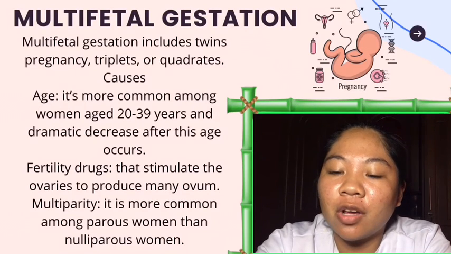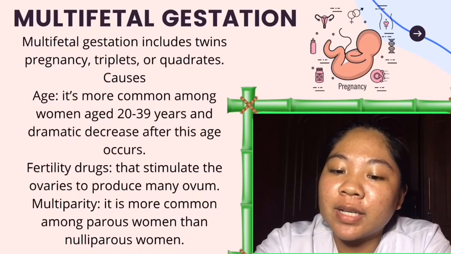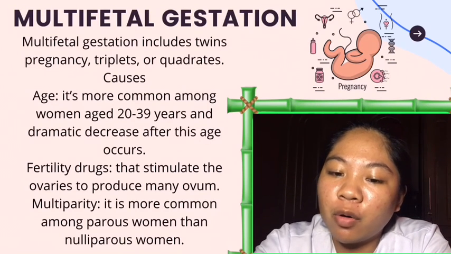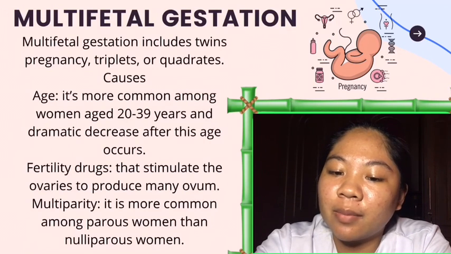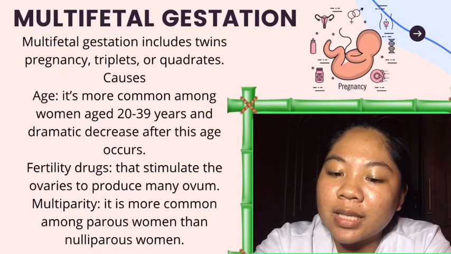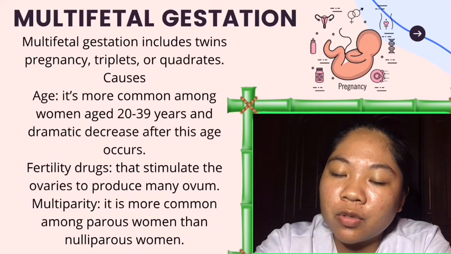Multifetal gestation. Multifetal gestation includes twin pregnancy, triplets or quadruplets. Causes. Age: it is more common among women aged 20 to 39 years, and a dramatic decrease after this age occurs. Fertility drugs that stimulate the ovaries to produce many ova. Multiparity: it is more common among parous women than nulliparous women.